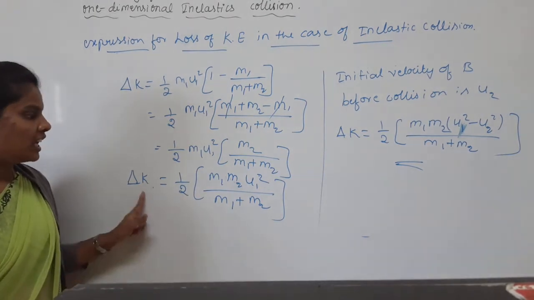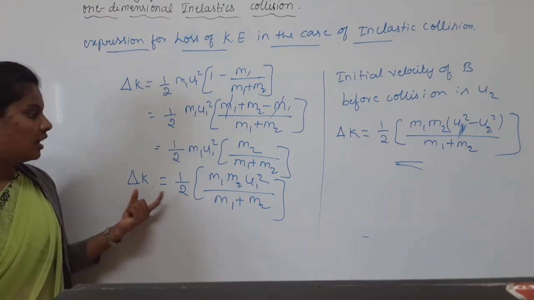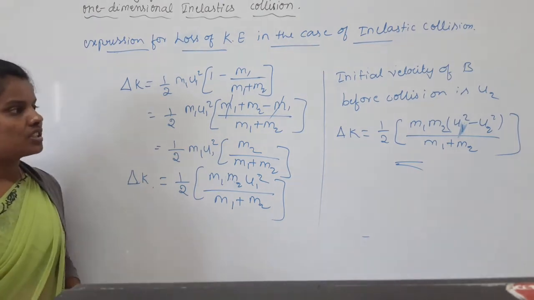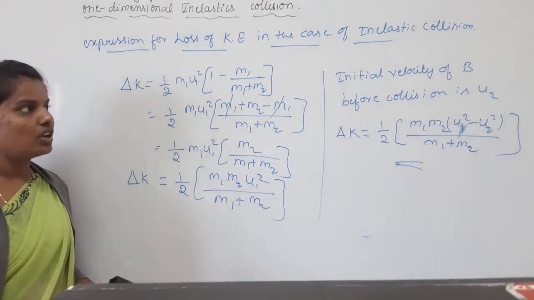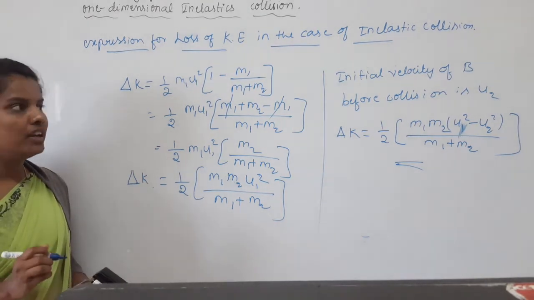So kinetic energy will be lost in this form. So this is the expression for kinetic energy and also the final velocity of the two bodies moving with a common velocity.